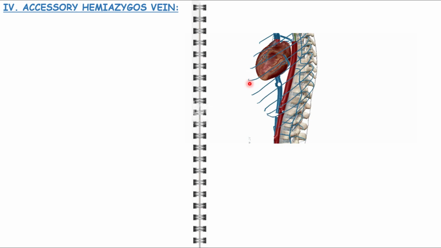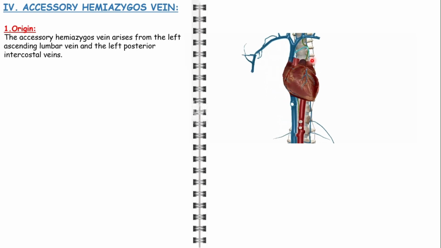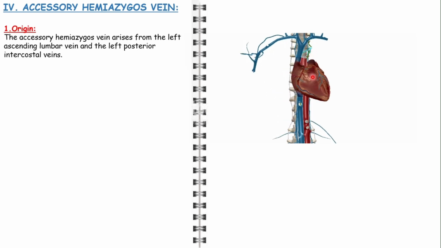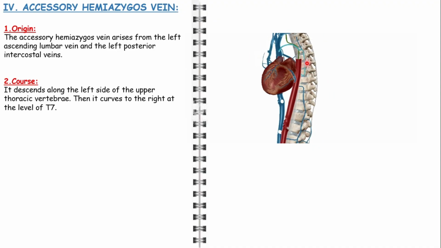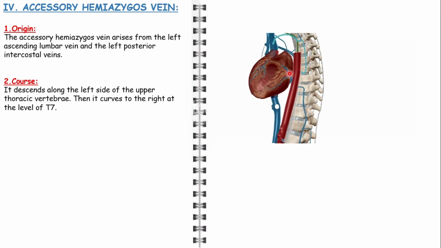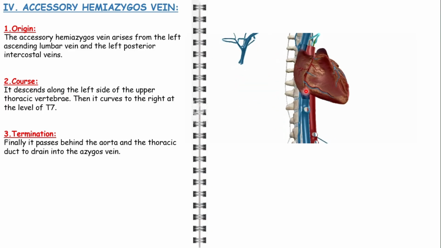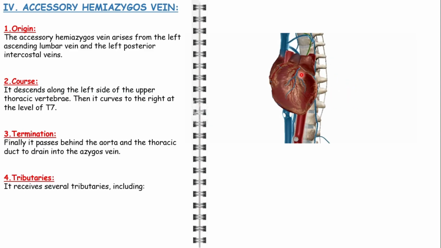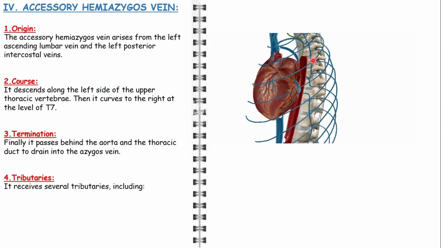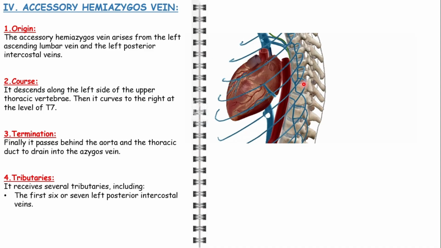Moving on now to the accessory hemiazygos vein. The accessory hemiazygos vein arises from the left ascending lumbar vein and the left posterior intercostal veins. It descends along the left side of the upper thoracic vertebrae. Then it curves to the right at the level of T7. Finally, it passes behind the aorta and the thoracic duct to drain into the azygos vein. It receives several tributaries, including the first 6 or 7 left posterior intercostal veins and the left bronchial veins.